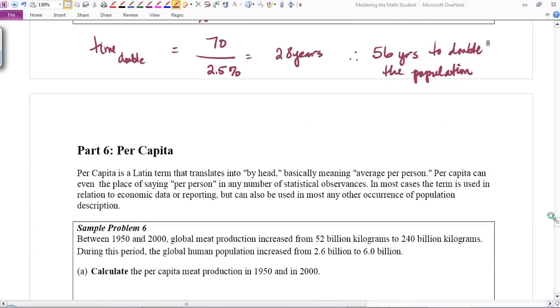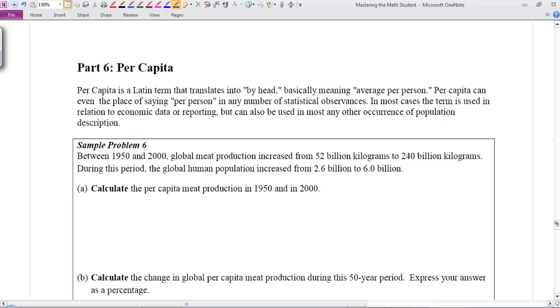All right. You'll like this next part. It's probably the easiest part so far. Per capita. That's something you've heard. You probably have actually run into this before in your social studies classes. Per capita is simply a Latin term that translates into "by head." And so basically it means the average per person.